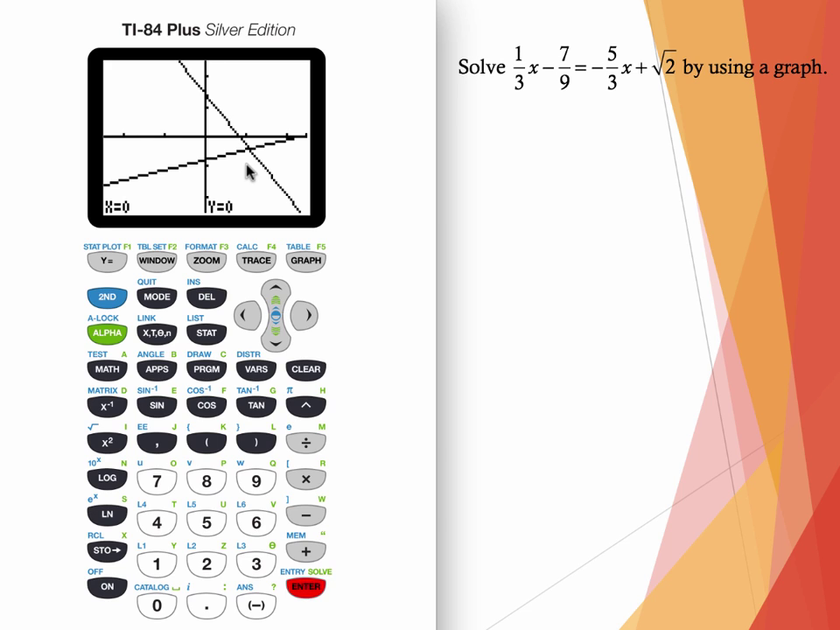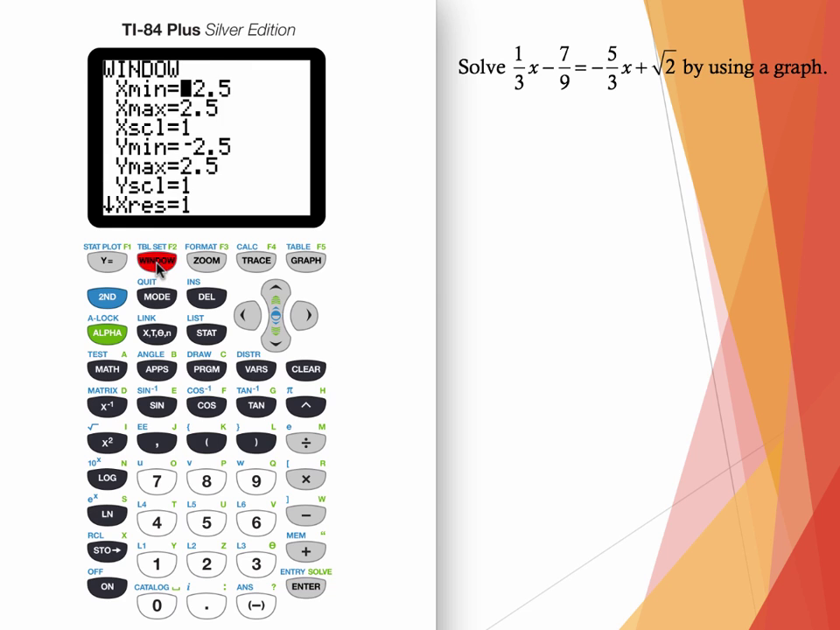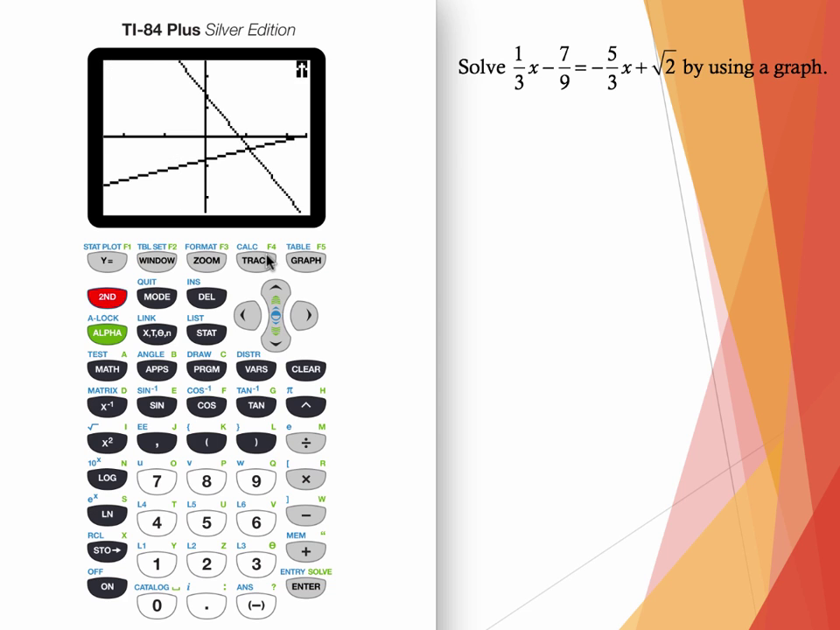The other way that you can change what you're seeing in your viewing screen is by using window, which we'll use in later videos, especially when we talk about applications. We'll use this window key a little bit more. Second trace, option number 5, let's find this intersection. Enter 3 times. And again, nothing told me to round, so I'm going to write the whole number out. So x is equal to 1.0959957.